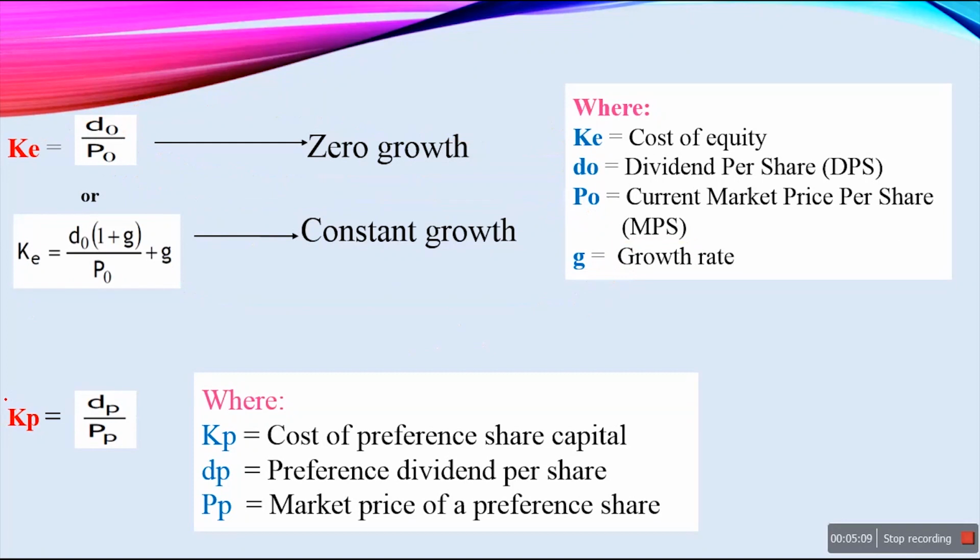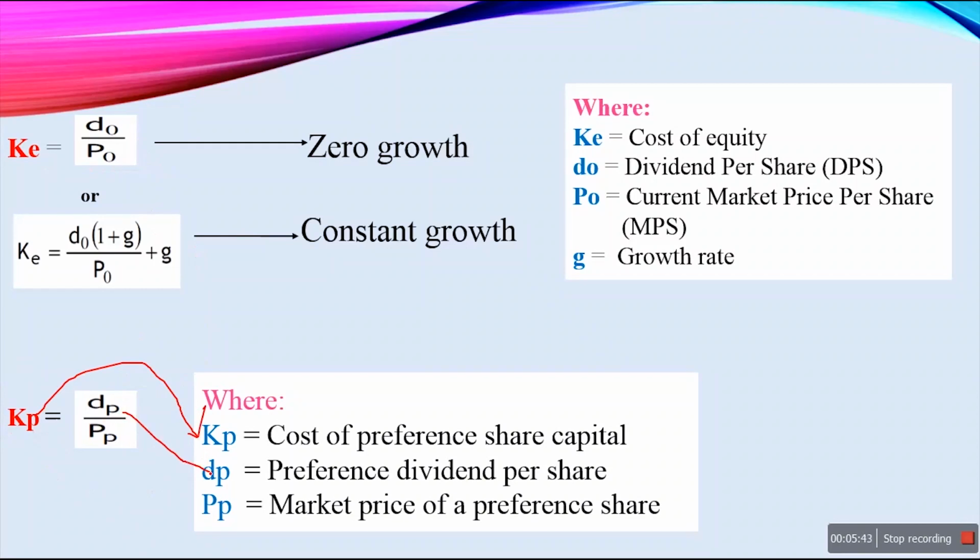To get the cost of perpetual preference shares, which is represented by KP, the formula is DP divided by PP. At times they use D0 like we have in the previous formula, but just to differentiate between the cost of ordinary shares, that is the cost of equity, and the cost of preference capital, let's use DP and PP. So the KP here, we have already said, represents the cost of preference shares.